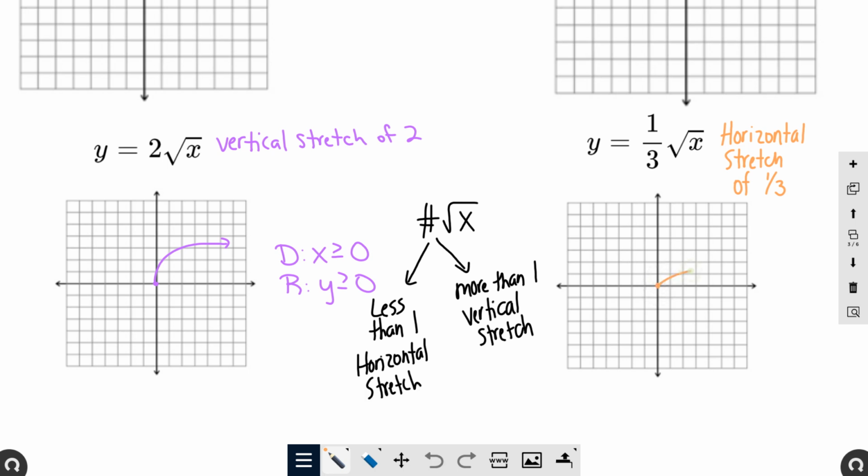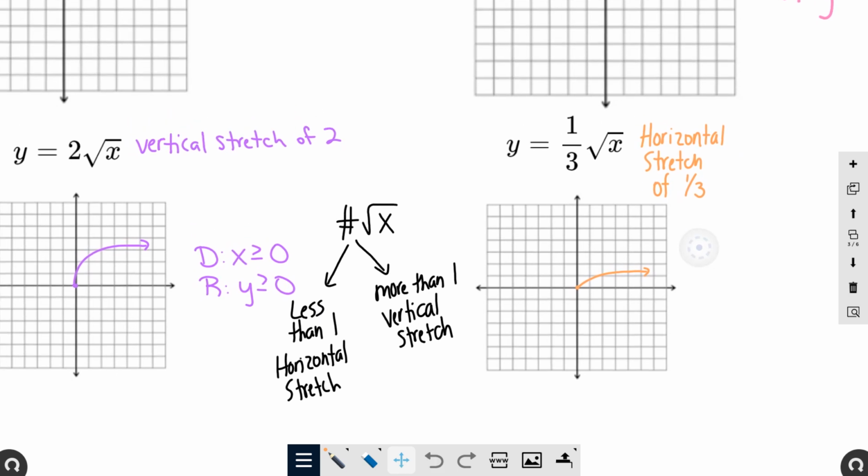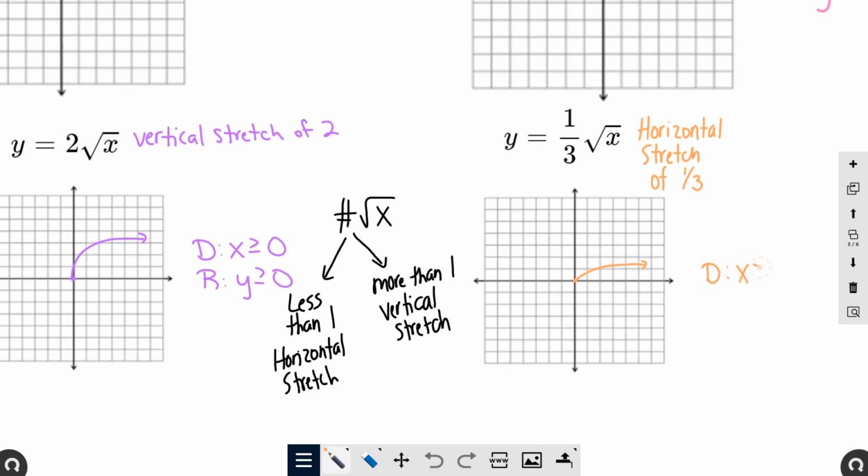All right, so let's make the graph of this one. Again, it's going to start at 0, 0, and we're just going to make this one shorter. So just make it kind of a little bit shorter than you've made the other graphs before. Now, domain and range, is it going to change from our last problem? No, because there's nothing added or subtracted, so your domain and range are both greater than or equal to 0.